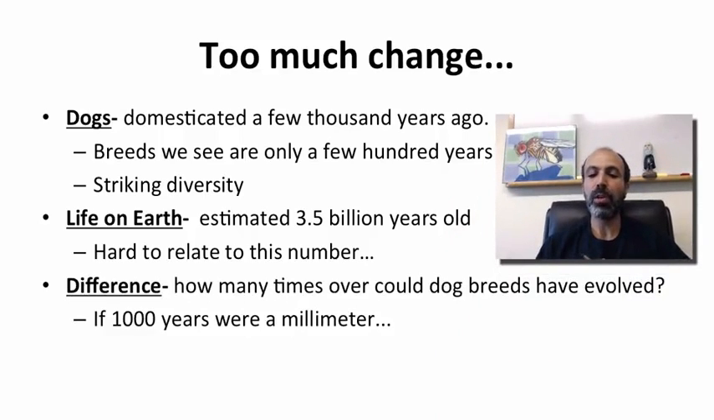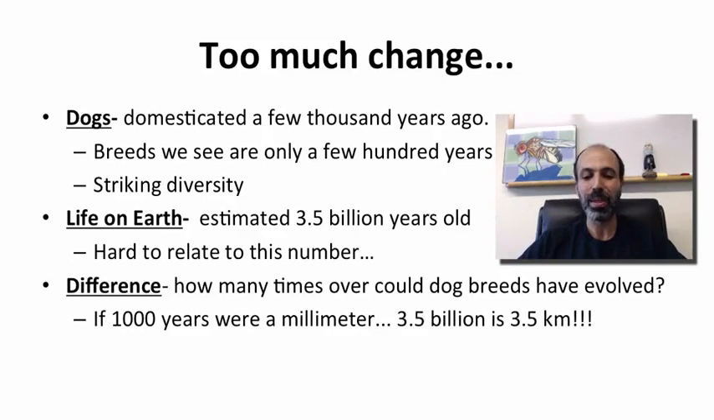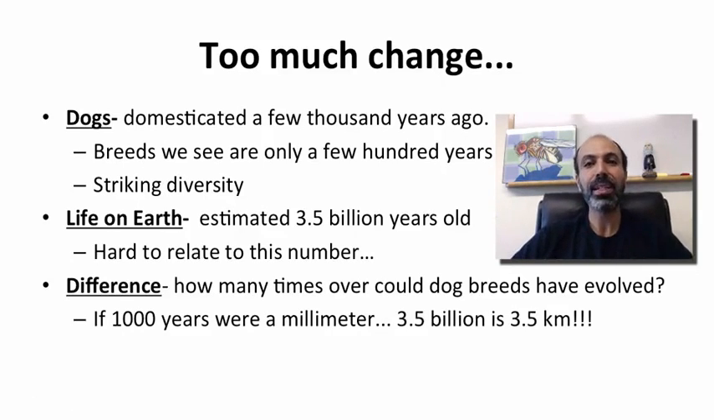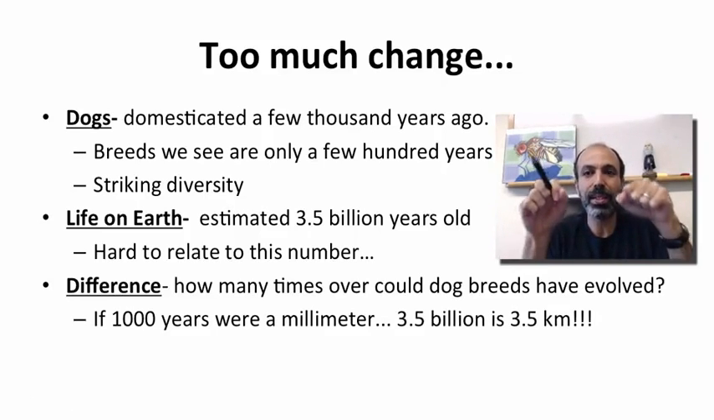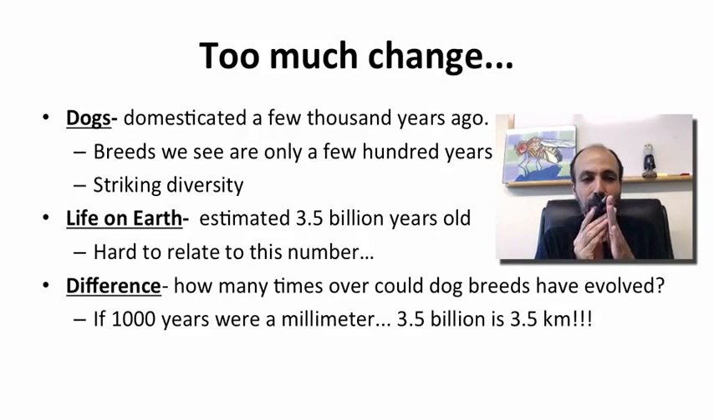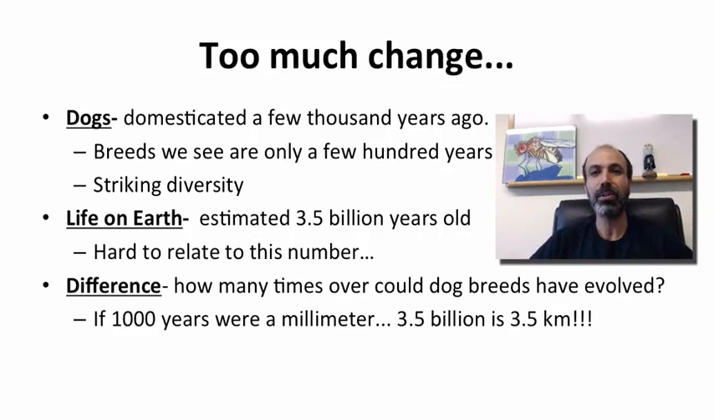How many times over and over again could dog breeds have evolved? Well, if 1,000 years were a millimeter, 3.5 billion years would be 3.5 kilometers. So pull up a ruler for a second and look at it, and you'll see, okay, that's 1 millimeter, so that would have been all the dog breeds. Do that over and over again for every millimeter, and do that until you've gone 3.5 kilometers down the road.